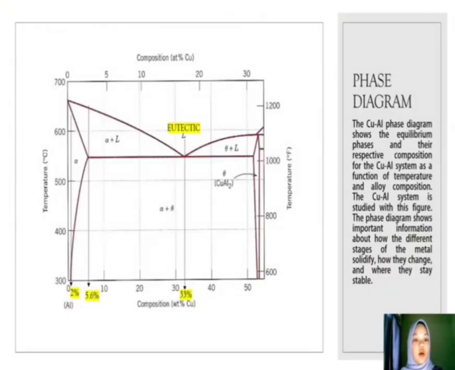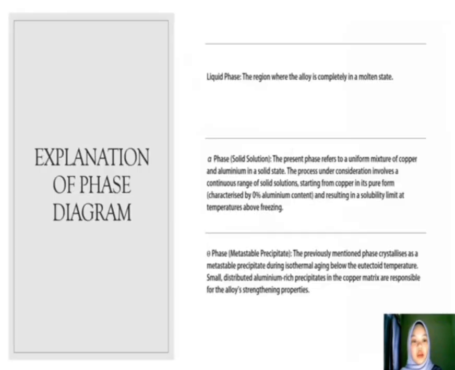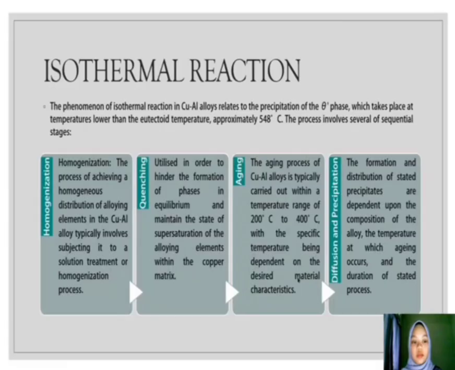So this is some overview about the phase diagram of copper aluminium alloy. We have some explanation of the phase diagram, which is about the liquid phase, alpha phase, and theta phase. The liquid phase is where the alloy is completely in a molten state. Alpha phase refers to a uniform mixture of copper and aluminum in solid state, and theta phase forms during isothermal aging below the eutectic temperature.